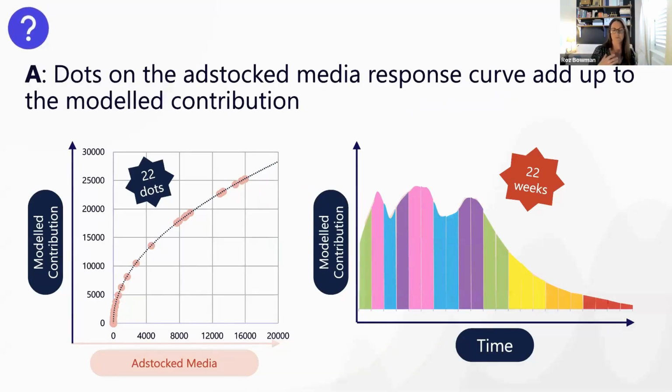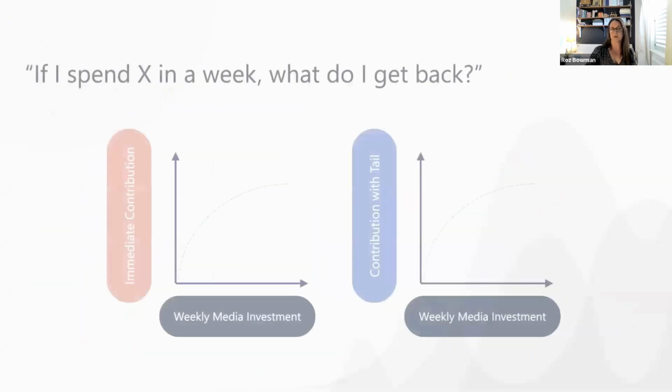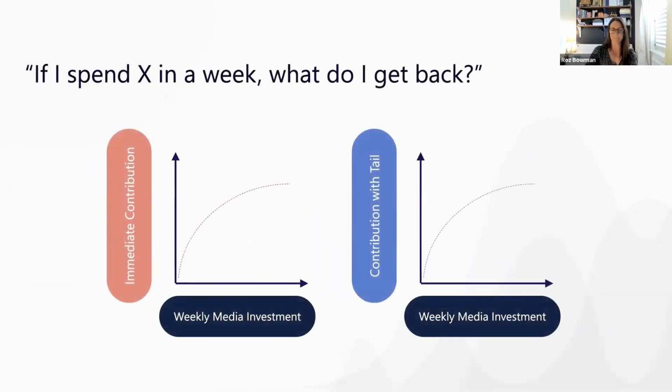And the issue is that often when we talk about planning, we want to ask the question, if I spend a certain amount in week, what do I get back? But we can't quite read that off this curve because this curve has got ad stock built into our media planning. So we have to plot a different type of curve to answer that question of what if I spend a certain amount in week.